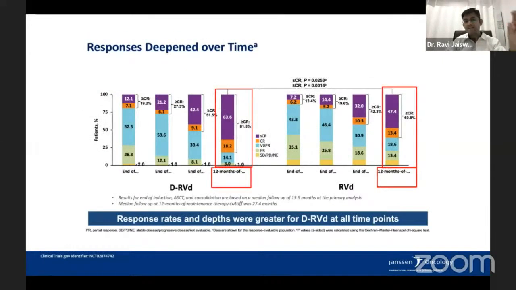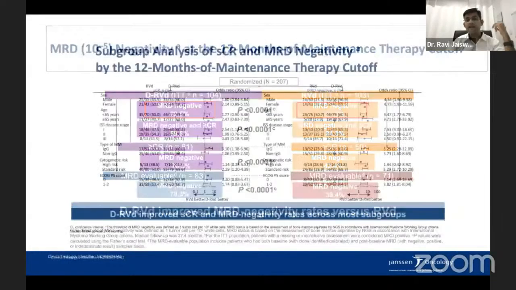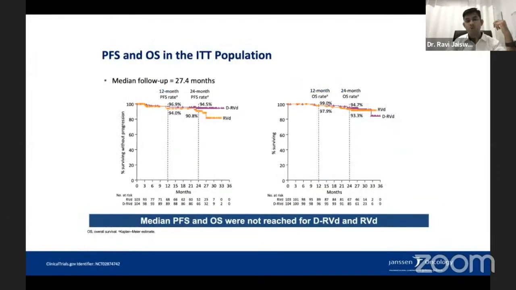And you can see in this slide that the Dara RVD arm had higher response rates, that more patients had CR compared to your RVD arm, that is 60% versus 47%. That means the response rates and the depth of response were greater when an additional monoclonal antibody was used upfront in these patients. And the MRD negativity was also high.